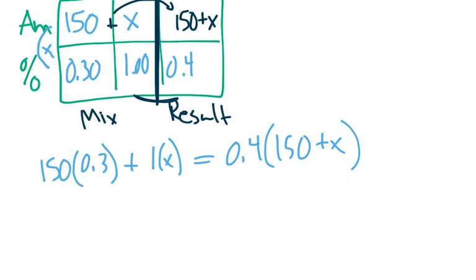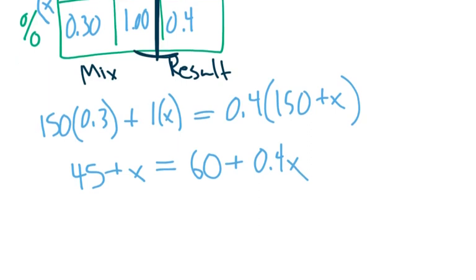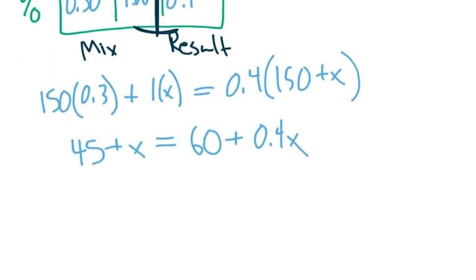Definitely going to want to use a calculator here. It's going to make the number crunching a lot easier for you. So now we'll start to simplify. We'll get 45 when we go 150 times 0.3, plus X is equal to 150 times 0.4, which is 60, plus 0.4X. All right, now it's about solving for X.